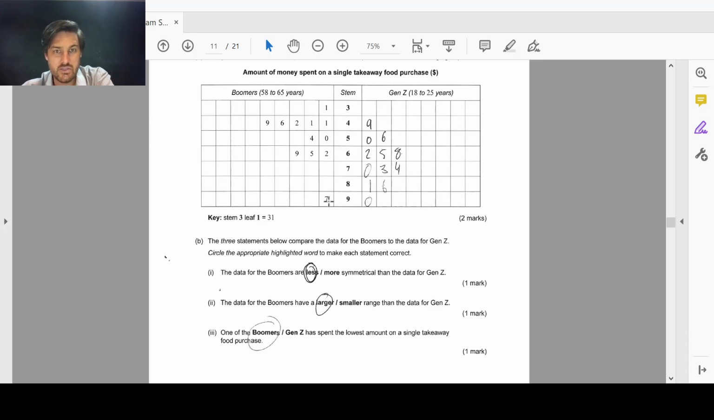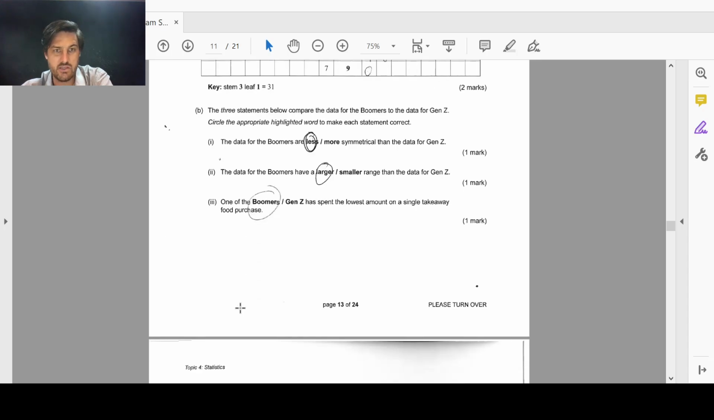We've got, obviously, if we look at this here, we've got a 97 and we've also got a 31. So the range of that is going to be 97 take 31, which is 66. And the range of this one, you can even see there, it's going to be a little bit smaller. So the range for the boomers is larger. One of the boomers has spent the lowest amount on a single takeaway food purchase. That is correct because we have this one here, 31. Surprise, surprise, boomers being tight asses.